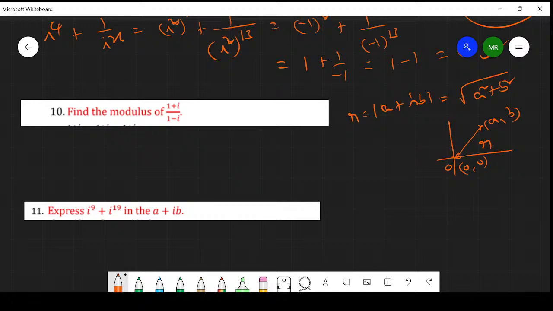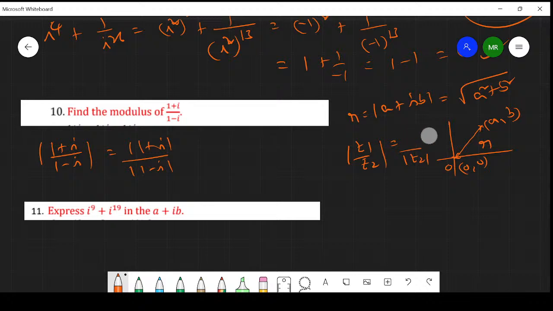When they are asking the modulus here, I can write this as mod of (1 plus i) by (1 minus i). I can write simply mod of 1 plus i by mod of 1 minus i. I can split the mod because we have the property: mod of z1 by z2 equals mod z1 by mod z2. This is a property we have.